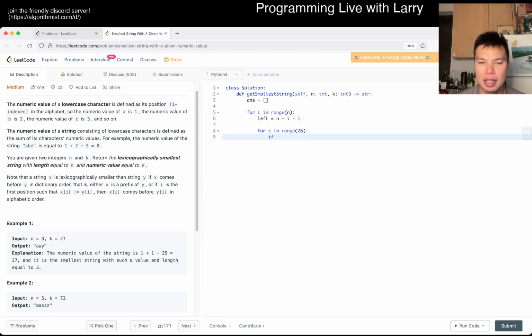So yeah, if c plus 1, so z is actually 26. Okay, plus left times 26 is less than or equal to k, that means that we can be greedy on this one and choose c. So now answers append c. Yeah, let's actually convert this to C plus plus.